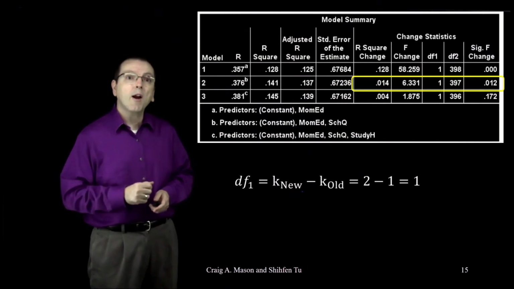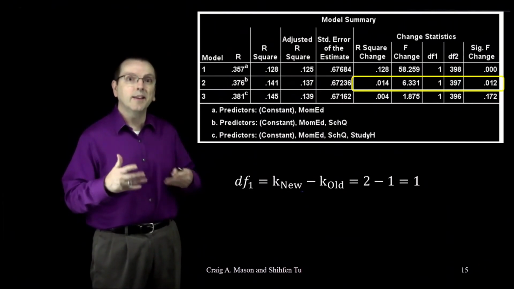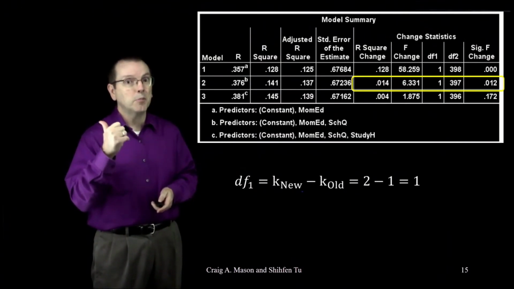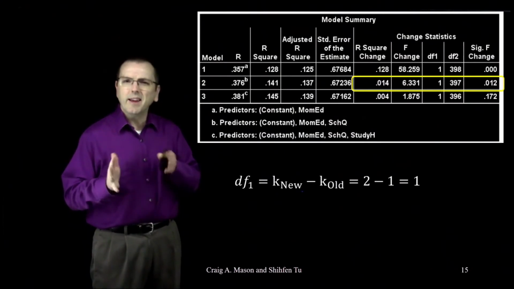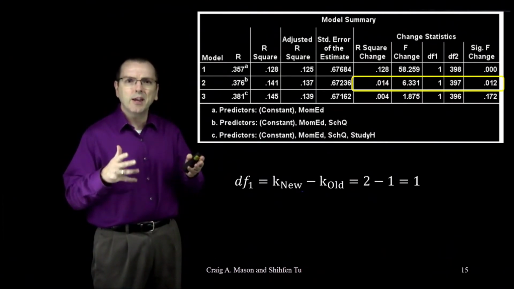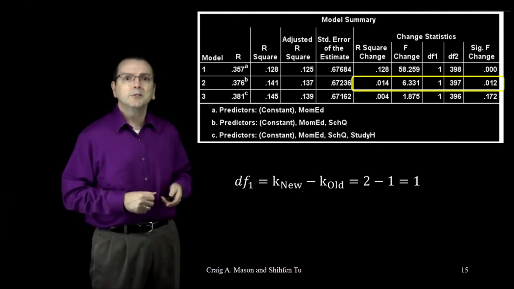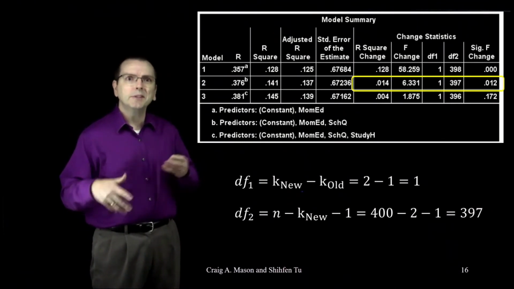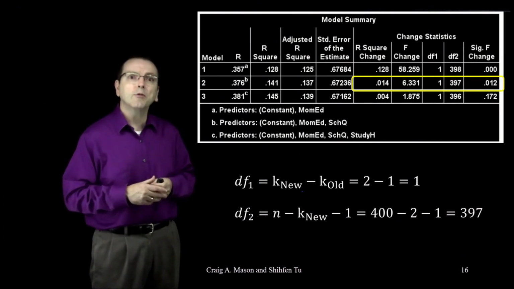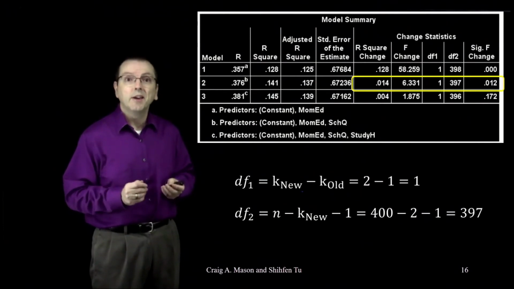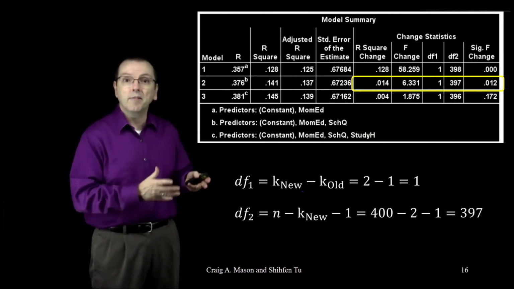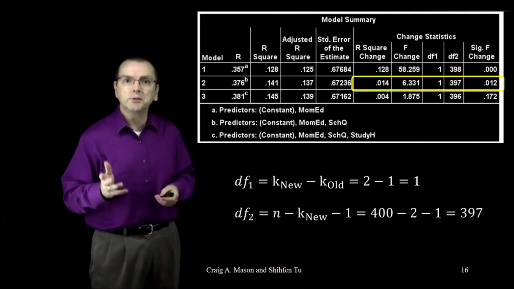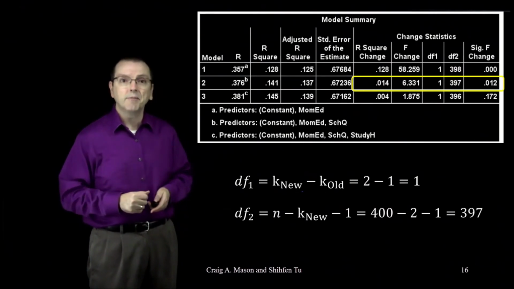The degrees of freedom for our F-test are the K new, then again the number of variables in our current model, minus K old, the number of variables from our previous model. You can think of that like the degrees of freedom for the change in our regression model. So it's 2 minus 1, or 1. Our second degrees of freedom is the same as the degrees of freedom residual from the overall F-test in the ANOVA table. It's n minus the number of variables in our current model, minus 1, or 400 minus 2 minus 1, which gives us 397.